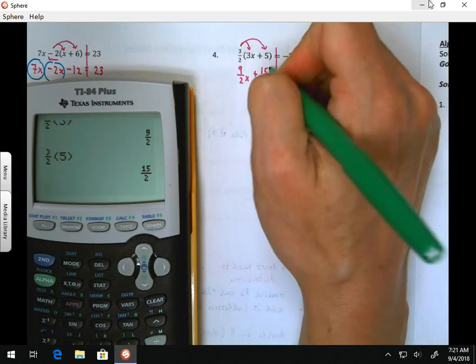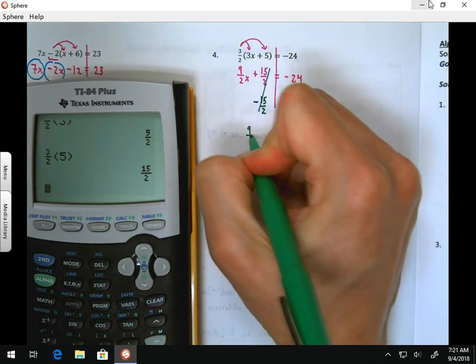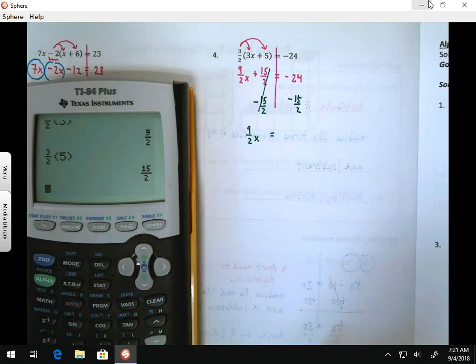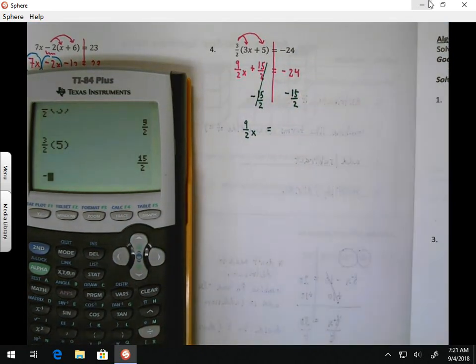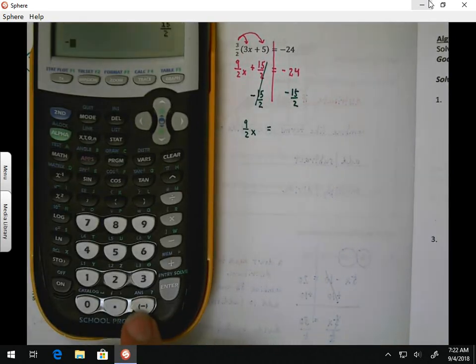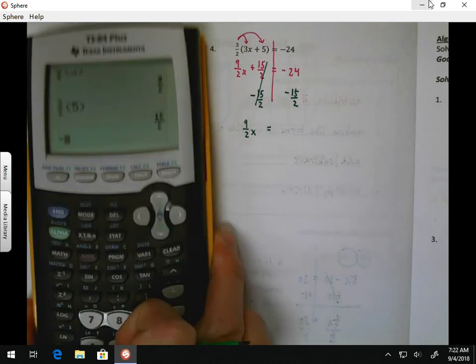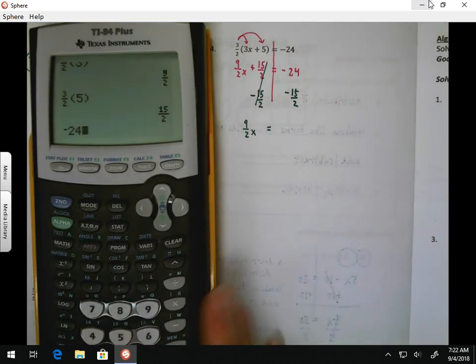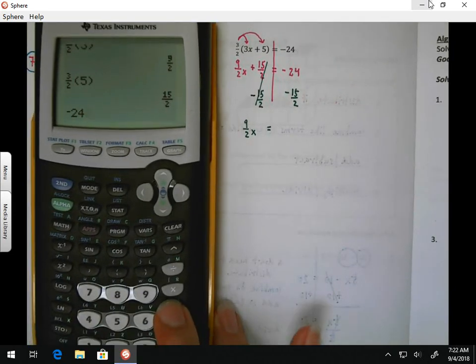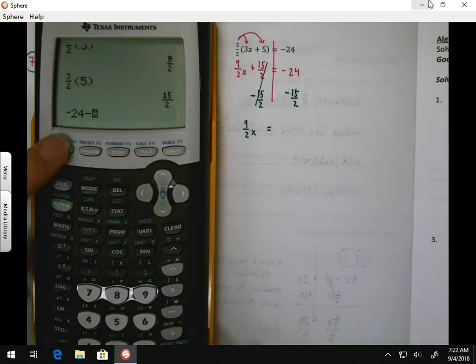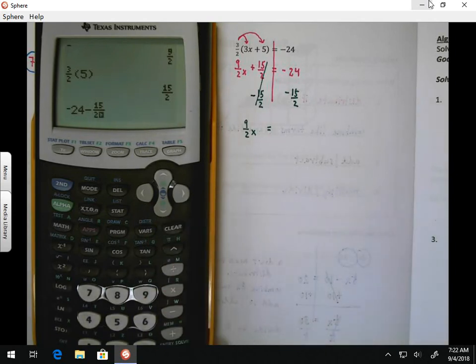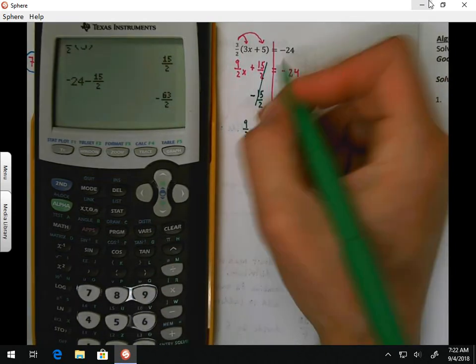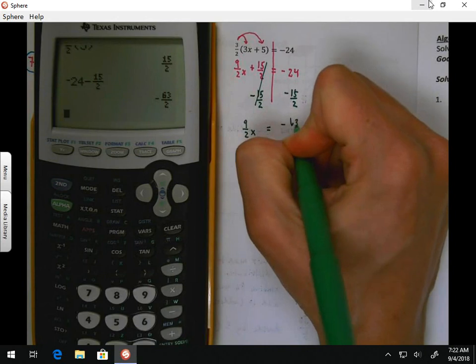And again, I know this looks kind of crazy now, but we're going to really use our calculator to help us out here. So if I enter this in my calculator, I have a negative. Remember that negative button is all the way down here on our calculator. So I have negative 24. Then I'm subtracting, and I'm going to use my alpha y equals to put that fraction in, minus 15/2. Which gives me a negative 63/2.